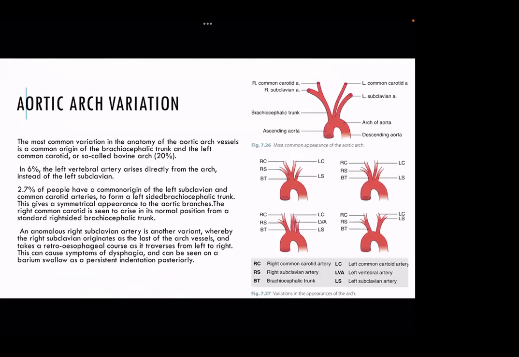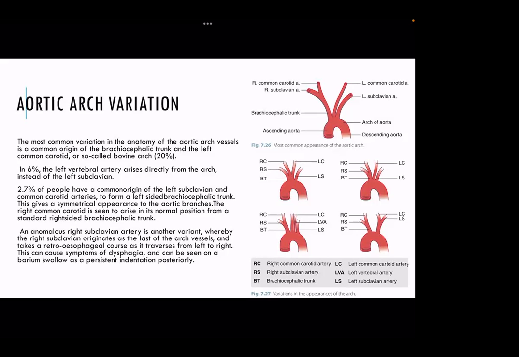The aortic arch variation. The most common variation of the anatomy of the aortic arch vessels is a common origin of the brachiocephalic trunk and the left common carotid artery, called the bovine arch. It's found in 20% of people. As you can see here, we have a common origin of the left common carotid and the brachiocephalic trunk.